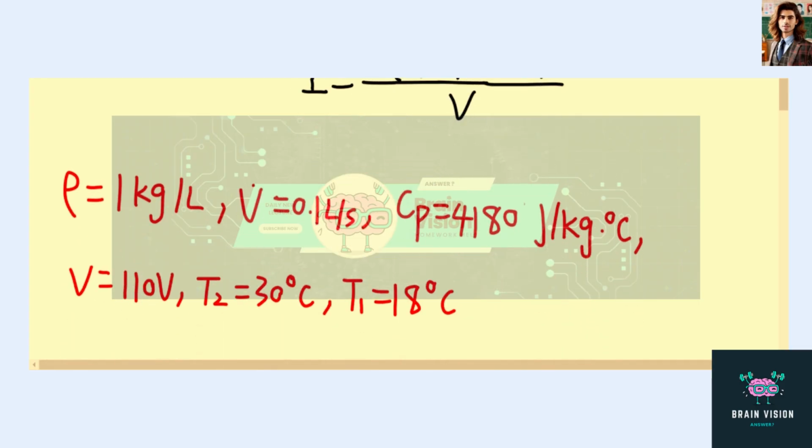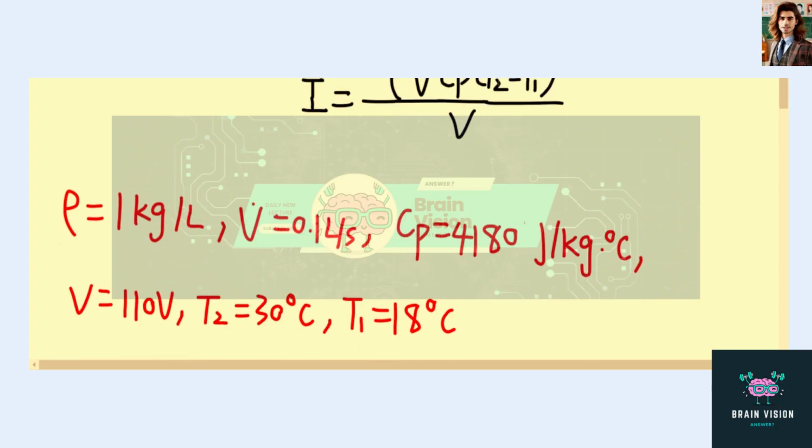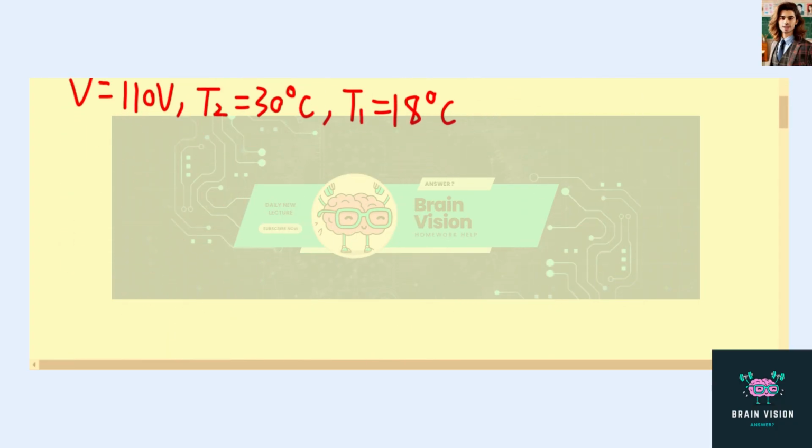So we know the density of water is 1 kilogram per liter, and the volume flow rate for the water is given as 0.1 liter per second. The specific heat for the water is 4180 joule per kilogram times degree Celsius. And we know the potential difference is given as 110 volts. And we know the final temperature is 30 degrees Celsius, the initial temperature is 18 degrees Celsius. So now let's plug it back into the equation to determine the current.